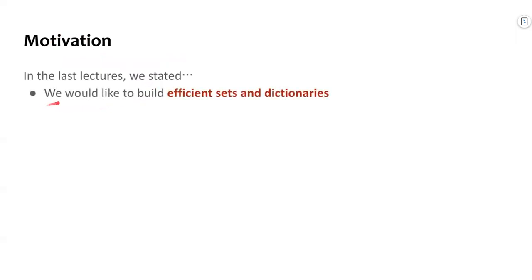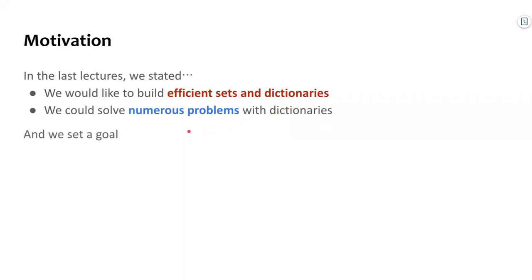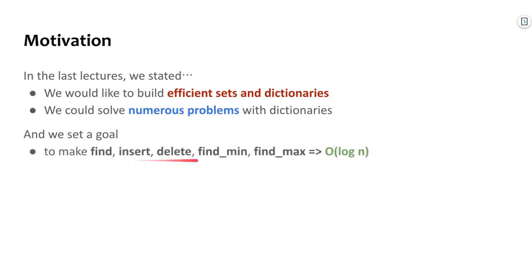We first want to talk about the motivation of why we are studying binary search trees, and then discuss what binary search trees are. In the last lectures, we stated that we would like to build efficient sets and dictionaries because we could solve numerous problems with dictionaries. And if you really develop some practical applications or your own programs, then you are going to use dictionaries quite a lot. So that's why we are interested in building efficient sets and dictionaries. And we set a goal to make these operations O(log n). So in the last class, we discussed how we can make find, insert, delete, find min, and find max operations O(log n). And we use tree-like data structures.